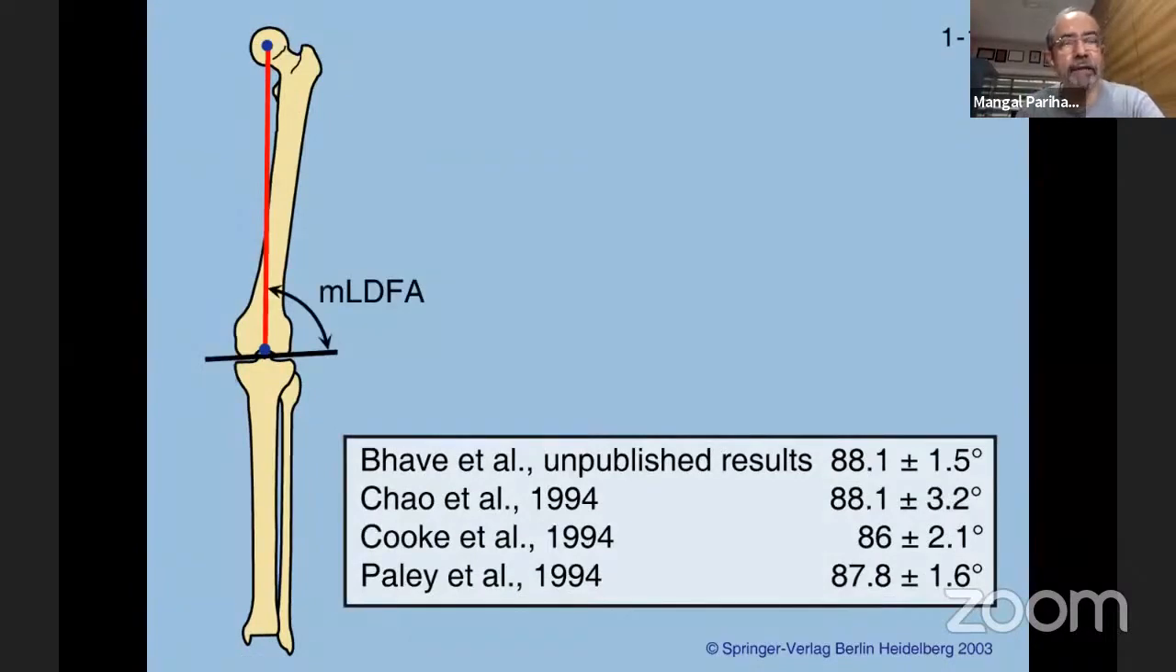The LDFA, or the lateral distal femoral angle, is the angle for the distal femur. So this is normally, again, 87. These are complementary. The tibial and the femoral angles are complementary. The tibia was on the medial side. The femur is on the lateral side.